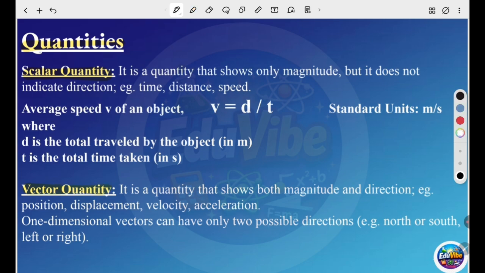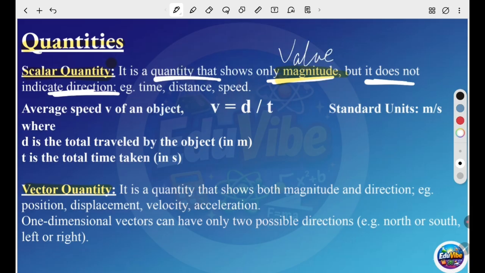The quantity that shows only magnitude is called the scalar quantity. It does not indicate the direction, it gives only the magnitude. Magnitude means the value of anything. The magnitude describes the value, not the direction. Examples of scalar quantities are time, distance, and speed. For time and distance, we only need a value, not a direction.